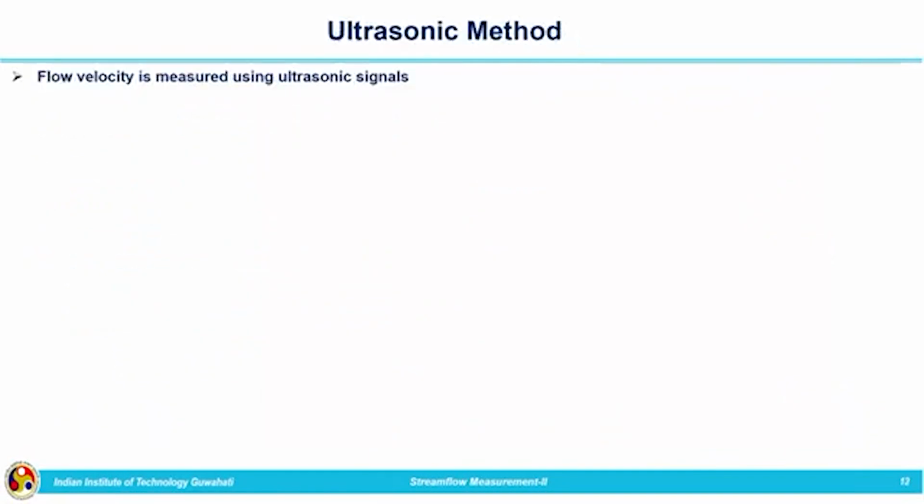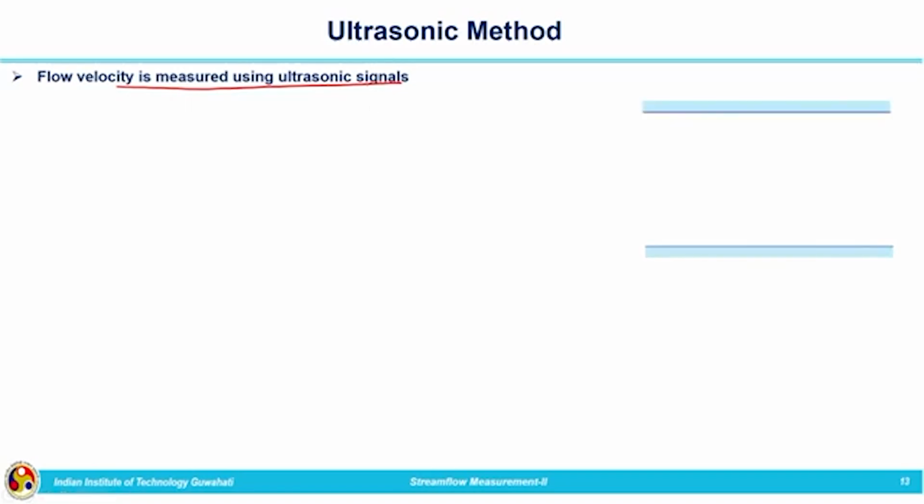Now, the next method is the ultrasonic method. In this, flow velocity is measured using ultrasonic signals. This is less time consuming and is very commonly used also. In this we are making use of the ultrasonic signals. How it is done, let us see.